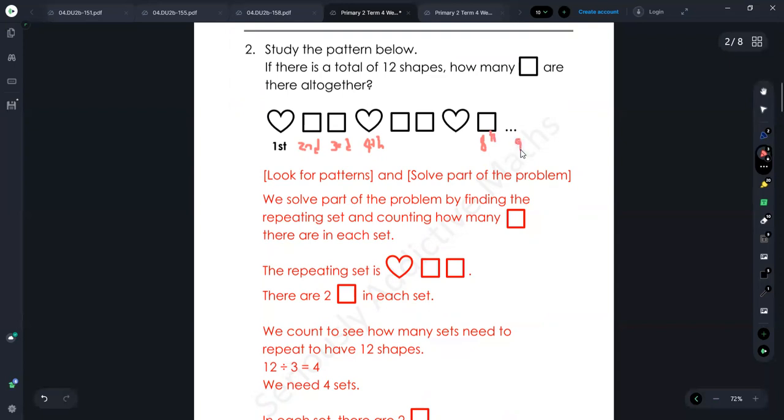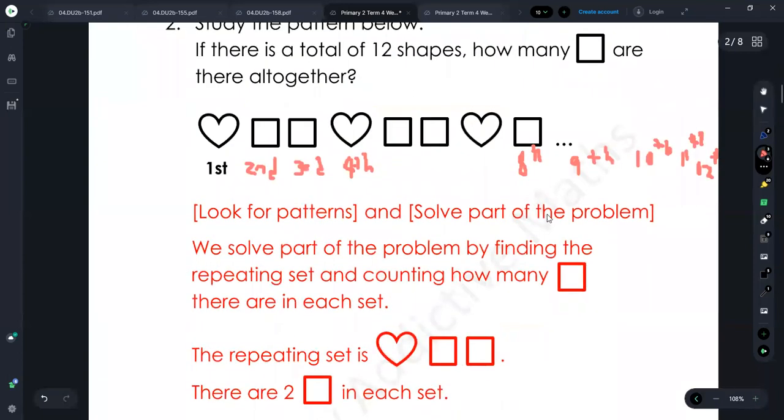Ninth, tenth, then eleventh, and twelfth, the last one is twelfth. I think I need to manage the space a bit. I should have increased the size a bit, so it's easier for me.